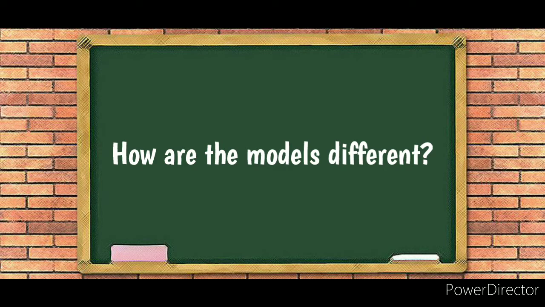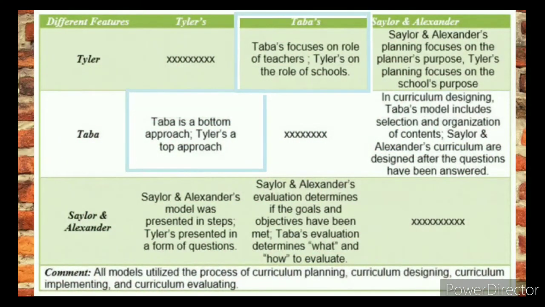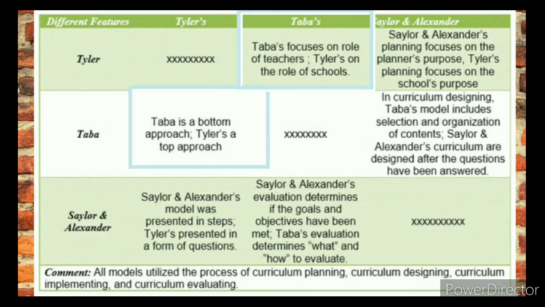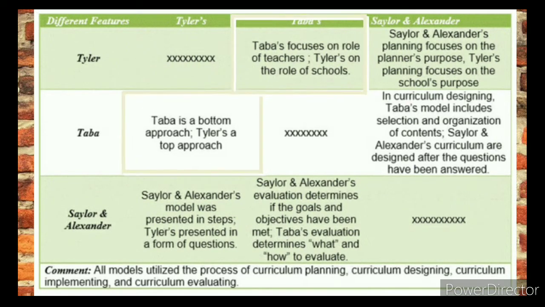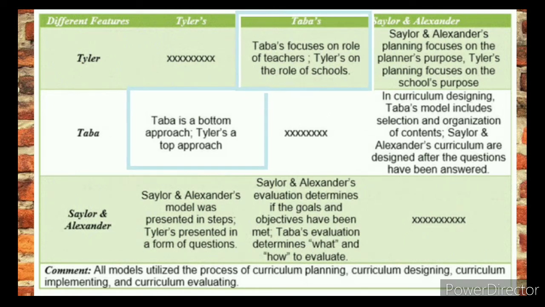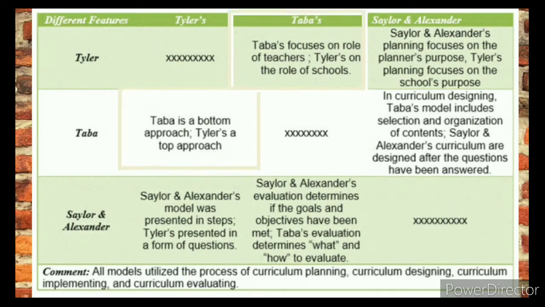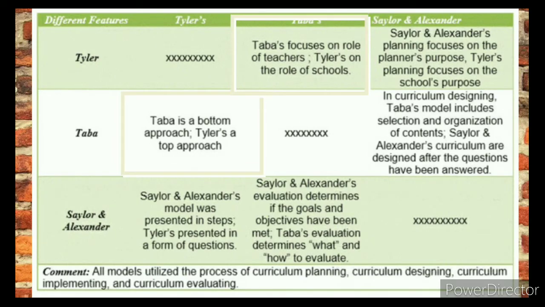How are the models different? Starting again from Tyler and Taba, Tyler's model exhibited the top-down approach, highlighting the role of school in curriculum development, whereas Taba started from the bottom, focusing on the role of the teachers in developing one.